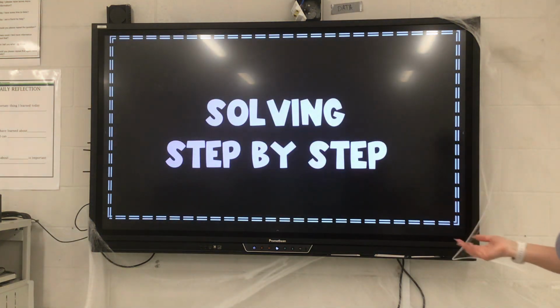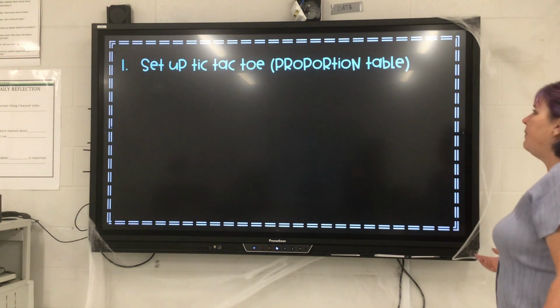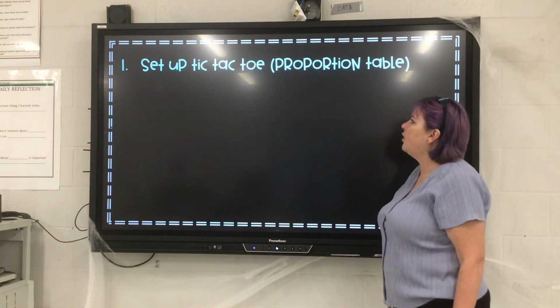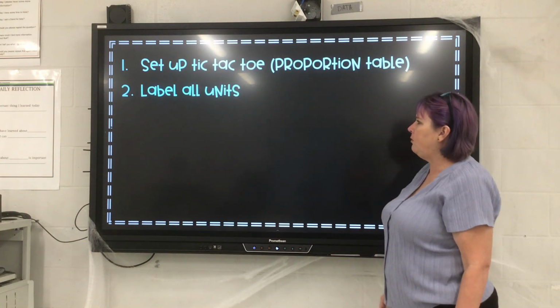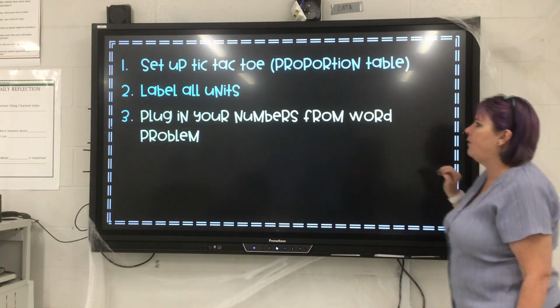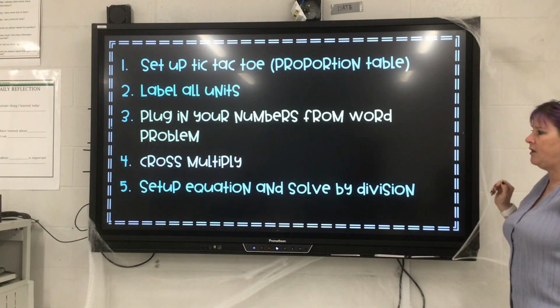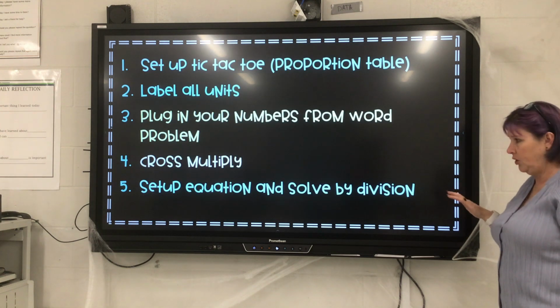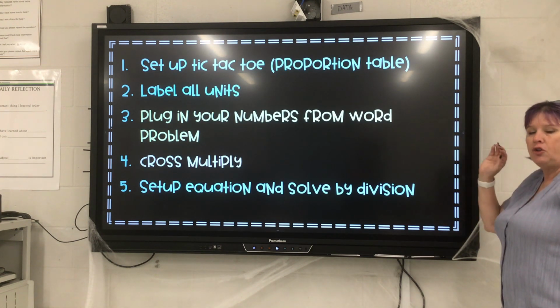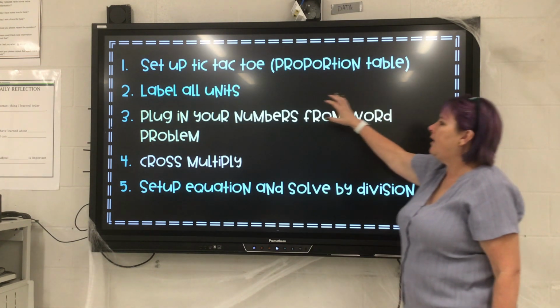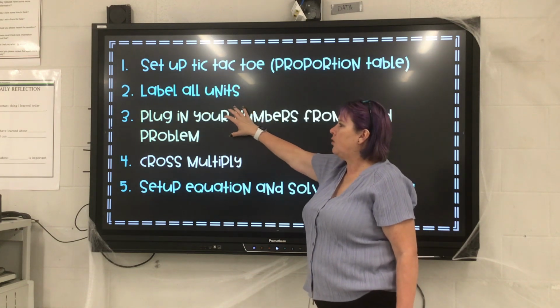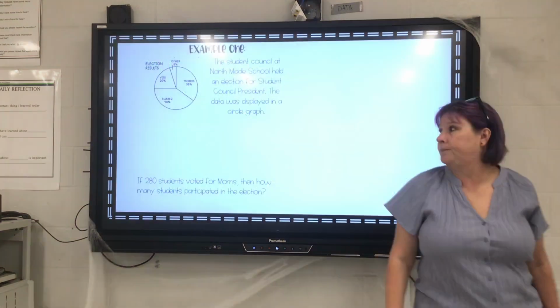Okay, same thing we did yesterday, solving step by step. We set up the tic-tac-toe board, we label all the units, plug in your numbers from the word problem, cross multiply, and set up the equation and solve by division. Same steps, we're just getting some of our information from a circle graph instead of the word problem.